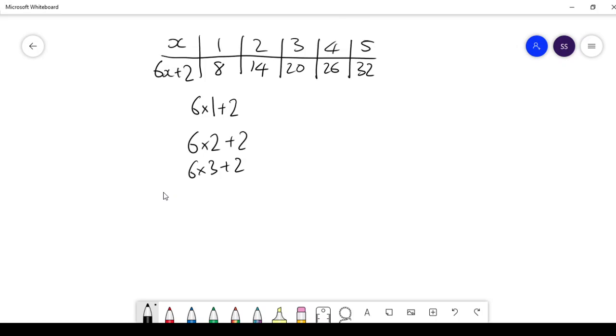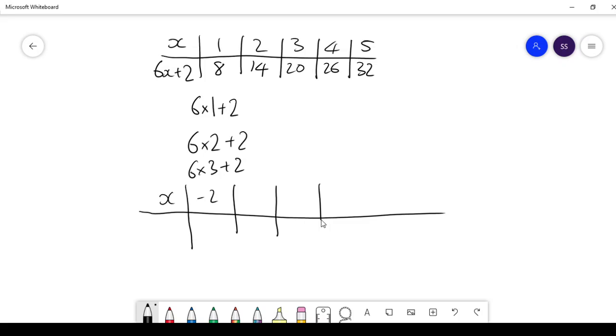Okay, let's do another one. This time let's do some negatives. So my values of x are minus 2, minus 1, 0, 1, and 2. And then I want you to work out the value of 3x minus 2 for these x values.